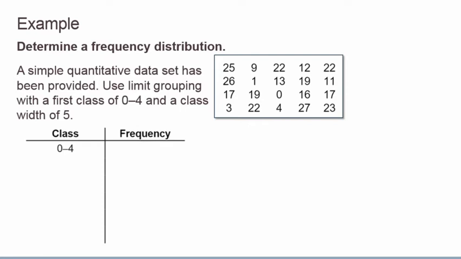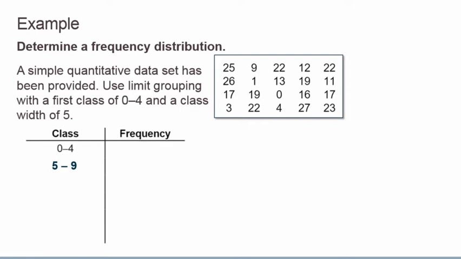Our table is broken up into class and frequency. Our first class is already written, 0 to 4. To find the next class, we want to add the class width to the lower and upper limits. 0 plus 5 is 5, 4 plus 5 is 9, 5 to 9 is my next class.